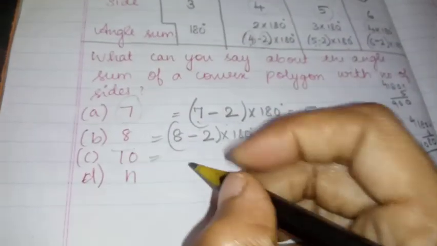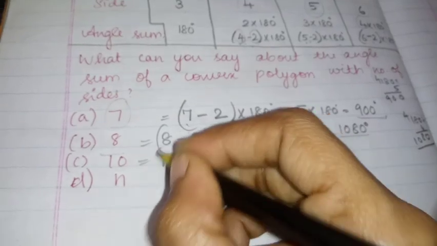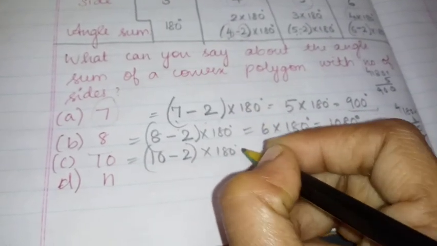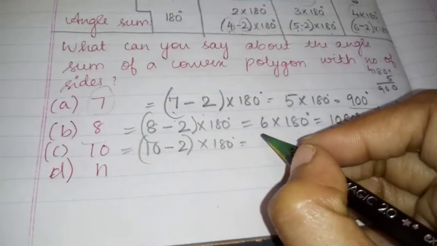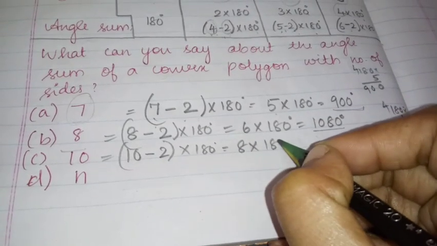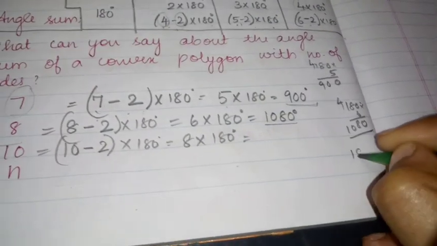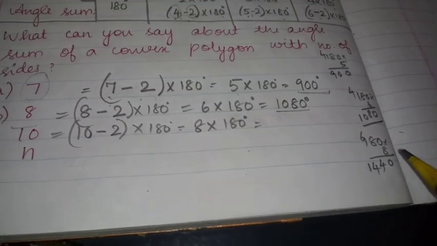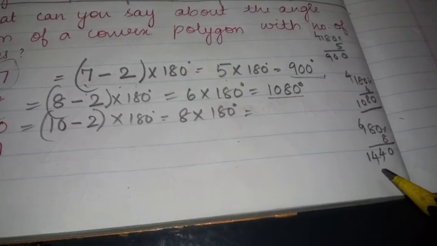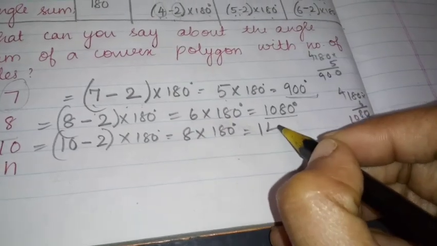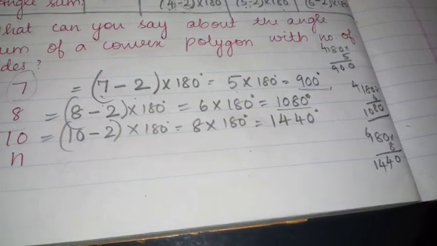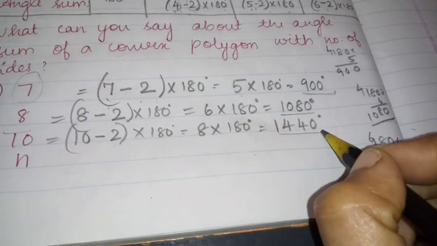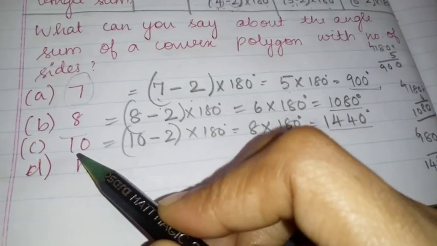Next, when it is 10 sides, 10 minus 2 into 180. 10 minus 2 is what? 8 into 180 degree. 180 into 8, 0. 8 8s are 64, 14. 180 into 8 is 1440. 1440 degree is your angle sum measure for 10 sides.